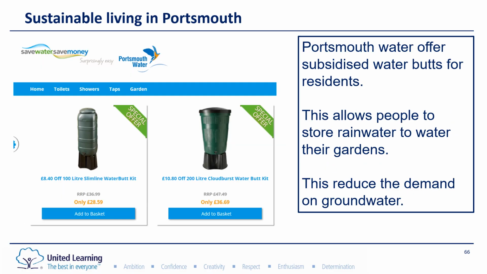Water conservation in Portsmouth. The local water company, Portsmouth Water, offer reduced prices on water butts for people's gardens. This allows people to collect and store rainwater to then water their gardens and clean their cars with. This means less fresh water is being used, which means there is more fresh water available for future generations.